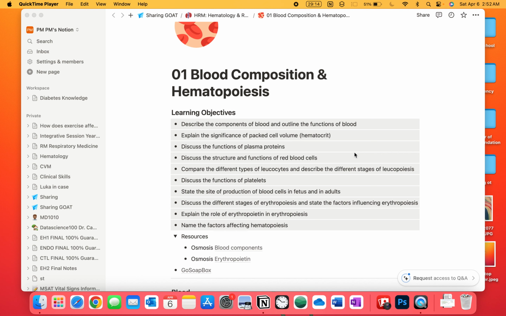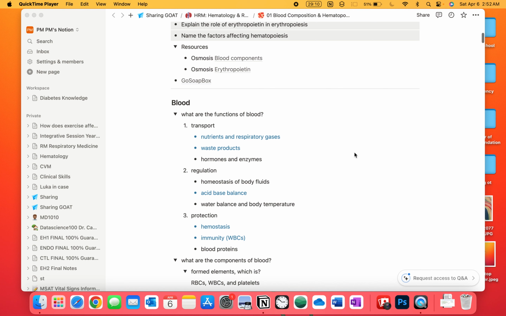The HRM week 1 to week 6 full review. Start off with the blood composition. There are going to be three main functions of blood: transport, regulation, and protection. What are we going to be transporting? We're going to be transporting the nutrients, gases, waste products, hormones, and enzymes.